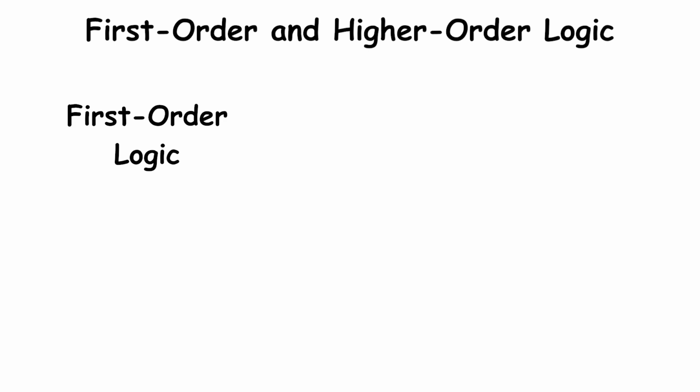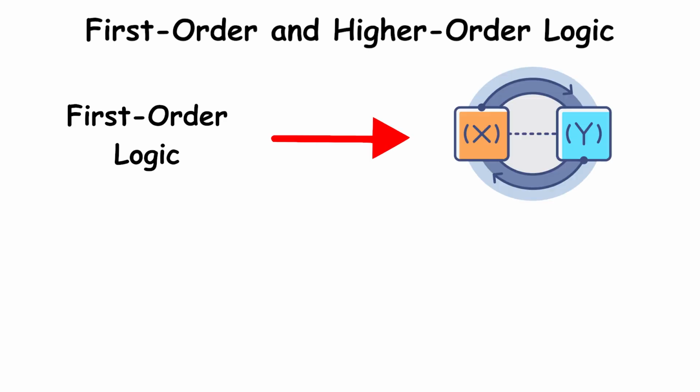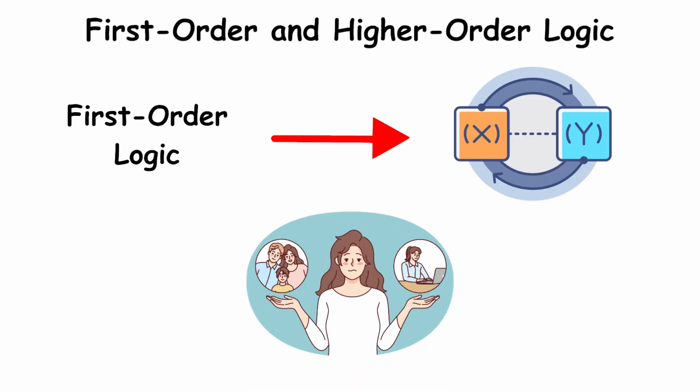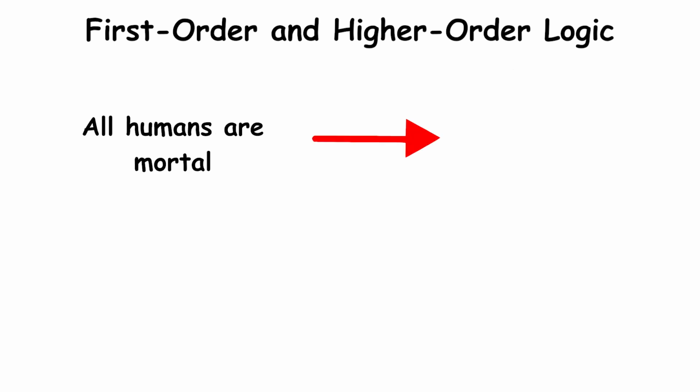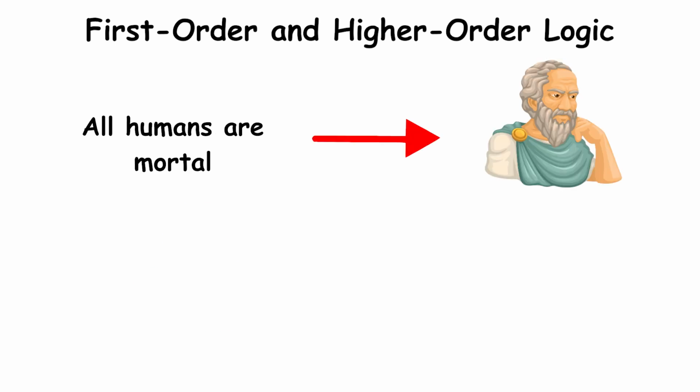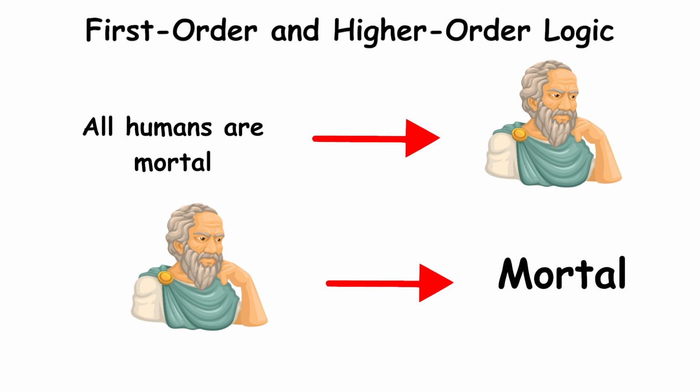3. First order and higher order logic. First order logic, also known as predicate logic, deals with the relationships between objects. It lets us reason about properties of objects, like Socrates is mortal, and their relationships, like Socrates is a human. Example, all humans are mortal. Socrates is a human. Therefore, Socrates is mortal. This works well for most reasoning tasks in everyday life.